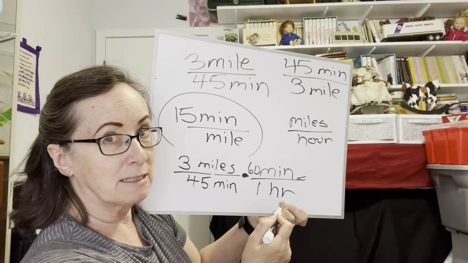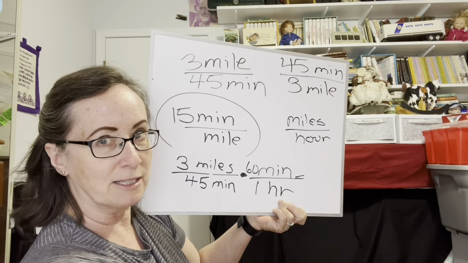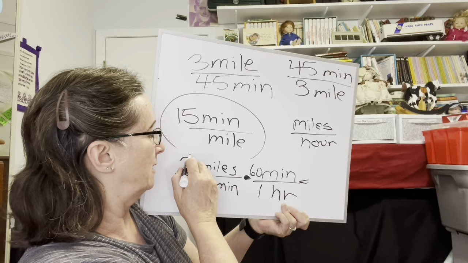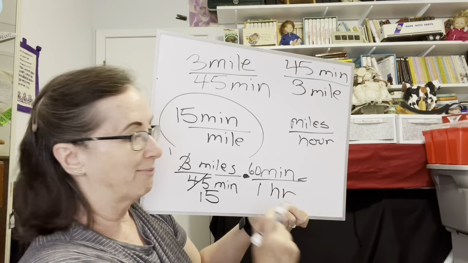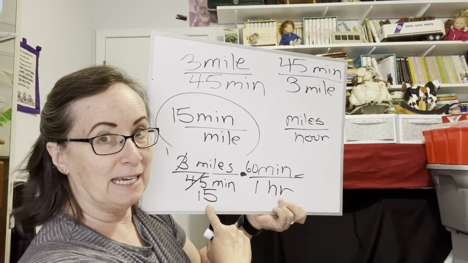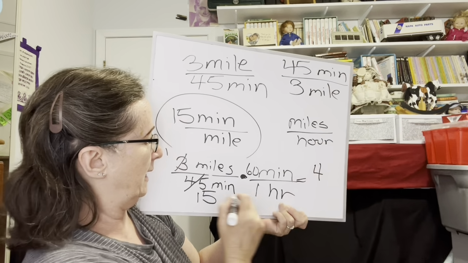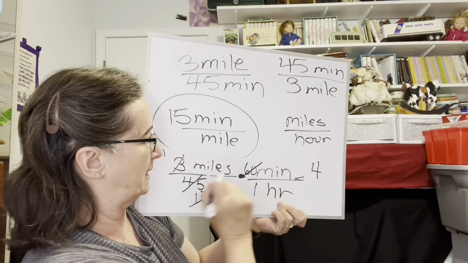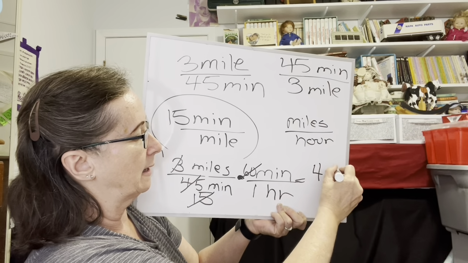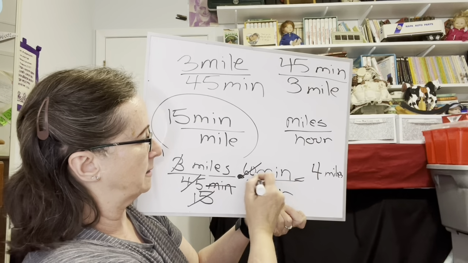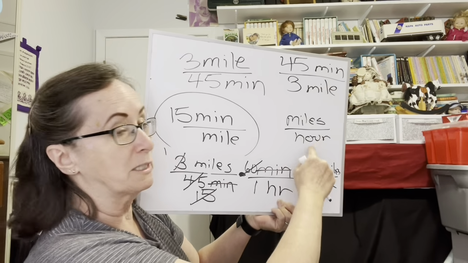Now I could do this by multiplying 3 times 60 and then dividing by 45. That would not be the easiest way to do it. What if I went ahead and divided this by 3 and this by 3? I already know that 15 into 60 goes 4 times. So 4 is what happens when we cancel 15 and 60. And now look at our units. Miles is still on top. Minutes cancels minutes, and hours is on the bottom. So didn't I accomplish miles per hour?